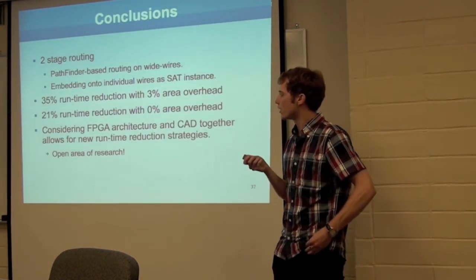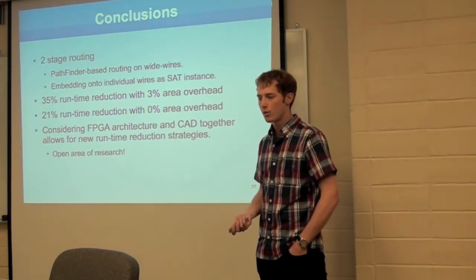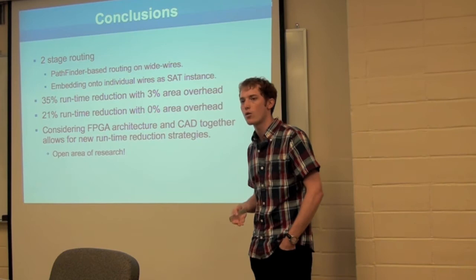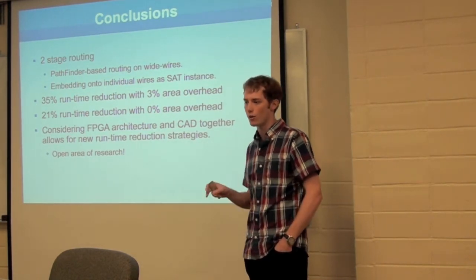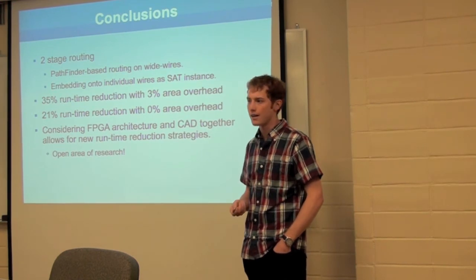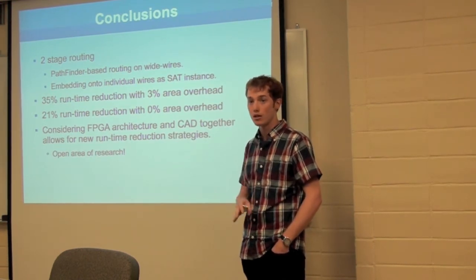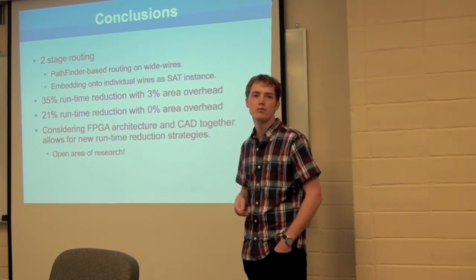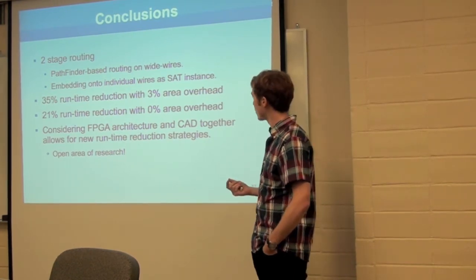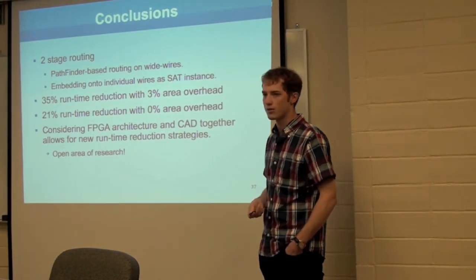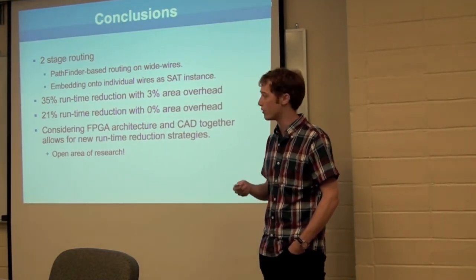Okay, just to conclude, we looked at two-stage routing, where the first step uses PathFinder-based routing operating on a coarsened routing resource graph around wide wires. Then the second step adds a SAT-based embedding that resolves the leftover conflicts. We get a 35% runtime improvement when taking the 3% area overhead hit, and a 21% runtime reduction with 0% area overhead in our area-neutral results.